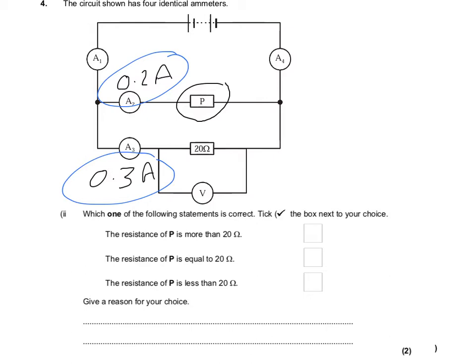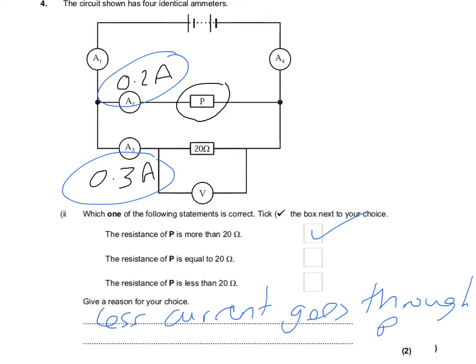So if we've got less current going through P, then the resistance is higher. And the reason for that is that less current goes through P. Okay, remember the lower the current, the higher the resistance.